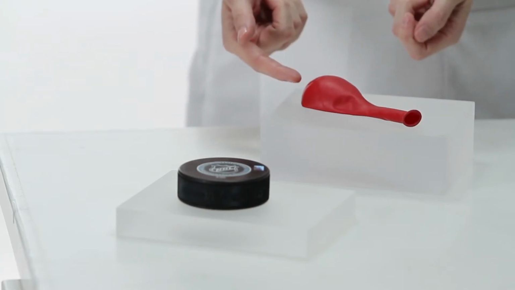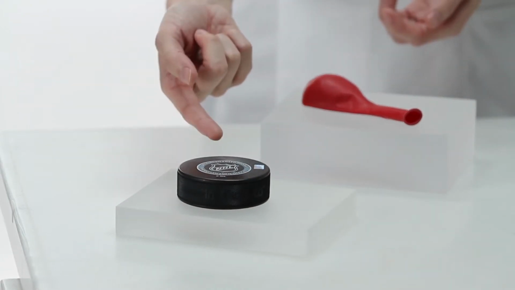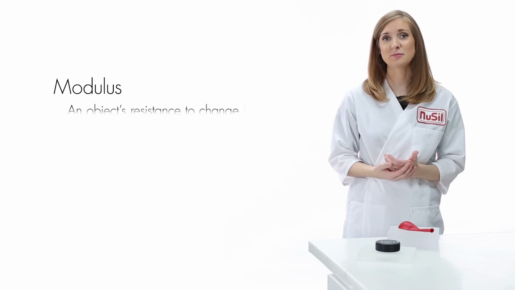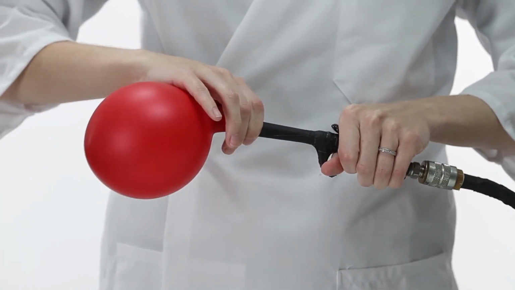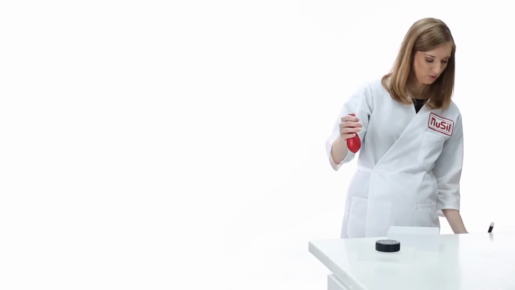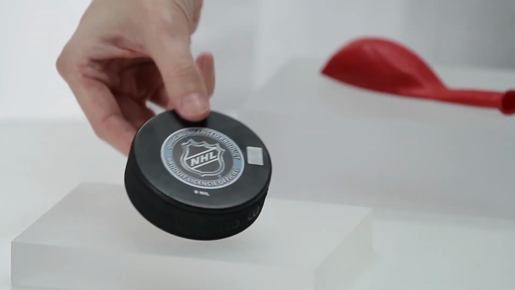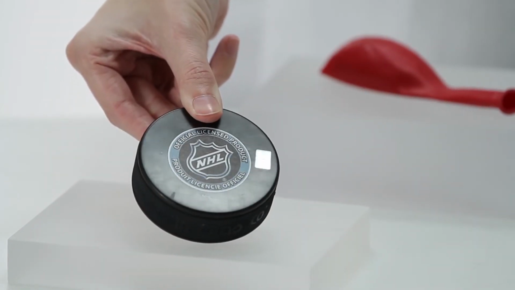Will it need to be flexible and stretch like a balloon? Or will it need to be inflexible like a hockey puck? What we're really doing is considering how the material will change in form. Modulus is an object's resistance to that change in form. Since a balloon can change form easily, we would say it has low modulus. And since it takes a lot of force to change form of a hockey puck, we would say it has high modulus.